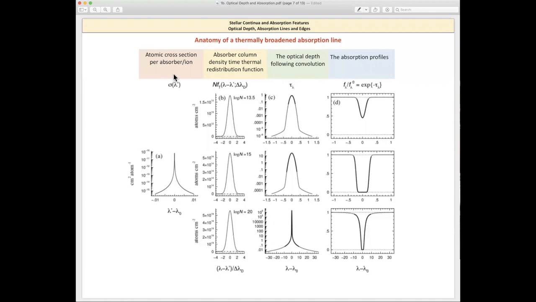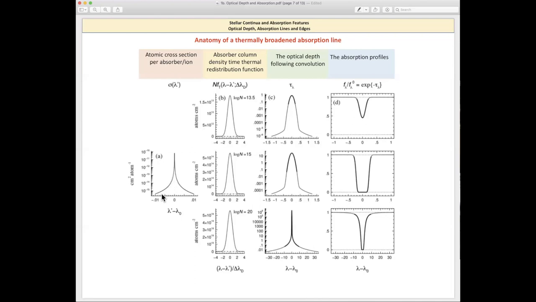We're going to talk about an absorption line in four stages. The first stage is our atomic cross sections. I'm showing them in log space, so it looks a little different because I'm showing the log of the cross section. Remember, this is a very narrow cross section, and in fact it has velocity widths that are less than this. This width up here is about 10 to the minus 4 angstroms.